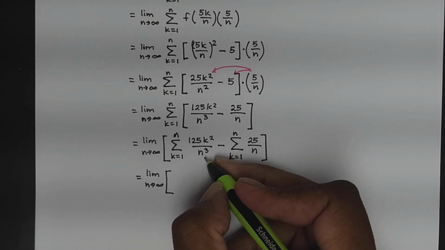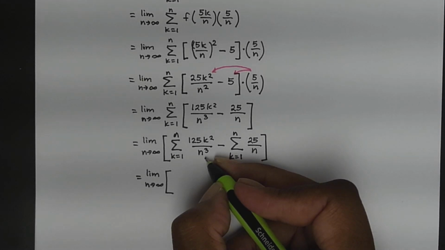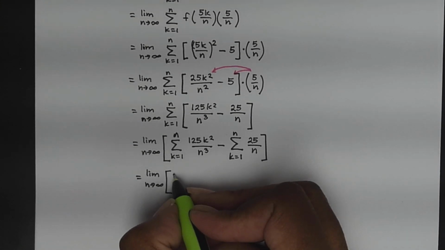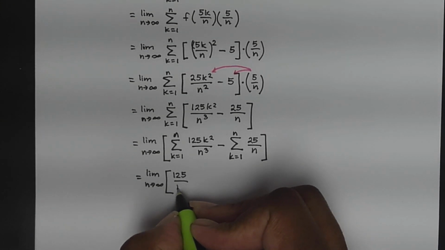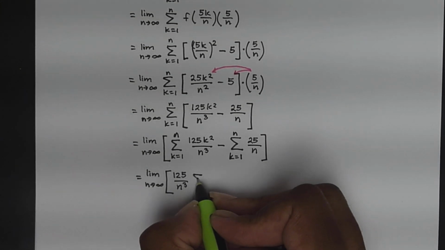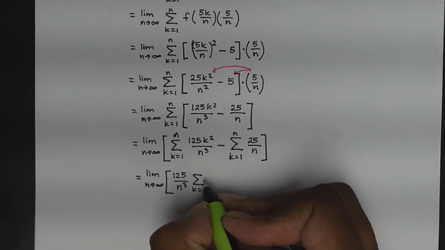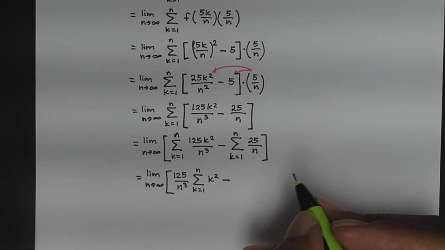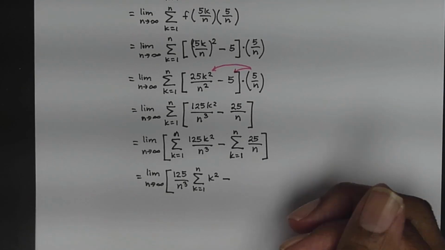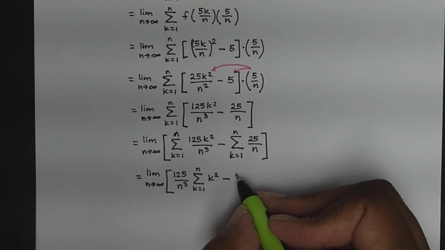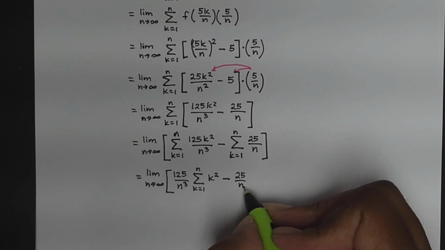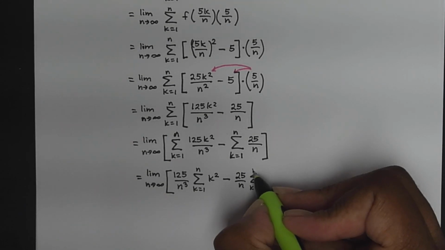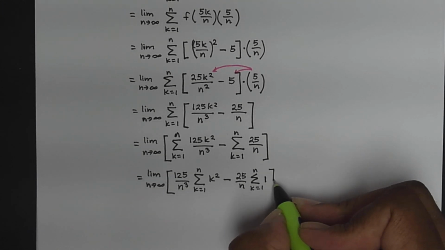Now that 125 over n cubed, I'm dealing with just k in this case, so I can pull this out on the outside as 125 over n cubed times the summation for k equaling from 1 to n of just k squared, minus. And I'll pull the 25 over n on the outside as well. That'd be multiplied by the summation from k equaling 1 to n of just 1.